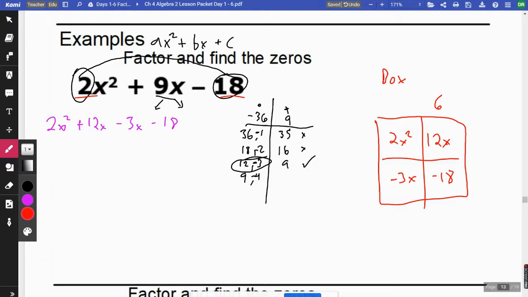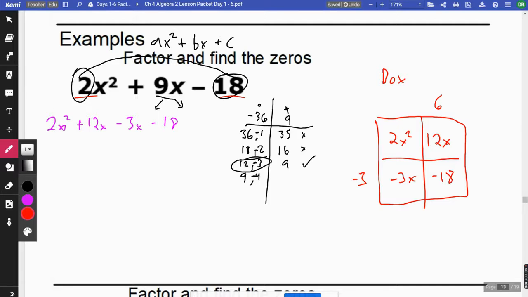On the other hand, negative 3x and negative 18, I don't care that the 18 is negative, but because this one has more x's and it's negative, that tells me I'm taking out a negative. And the largest number they have in common, certainly no x's, is a 3. So negative 3 I take out from there. We can do these in any order.